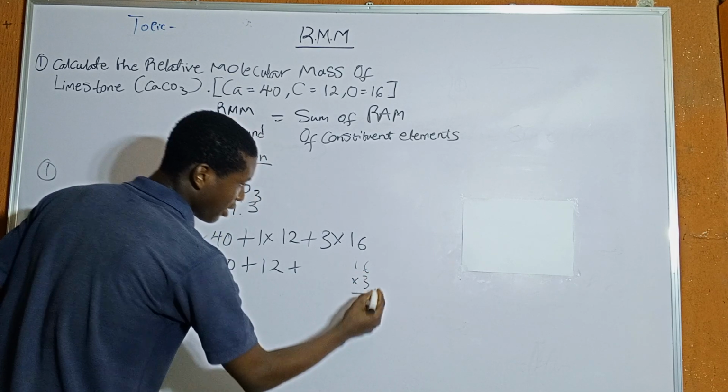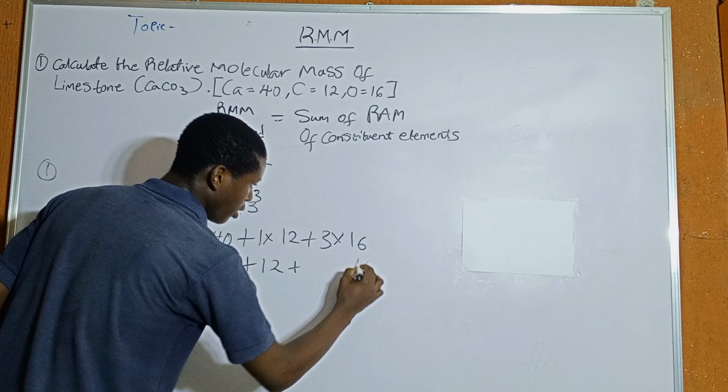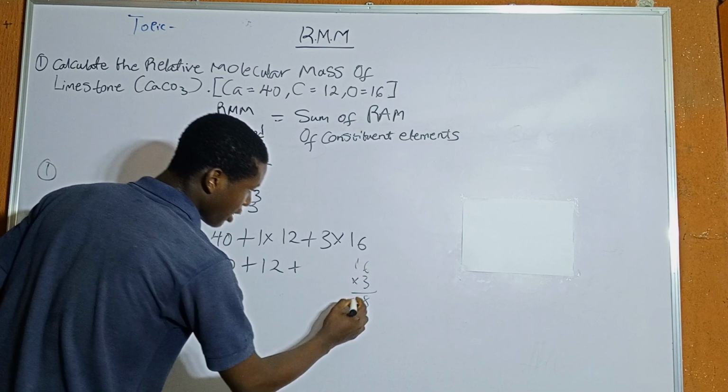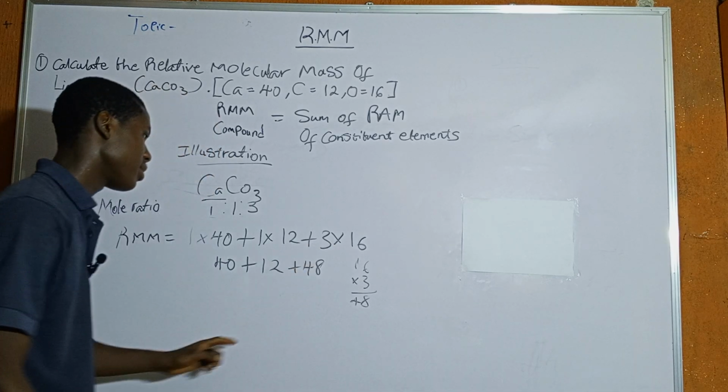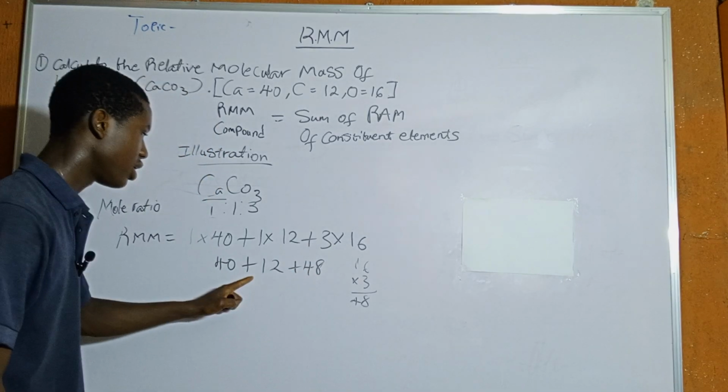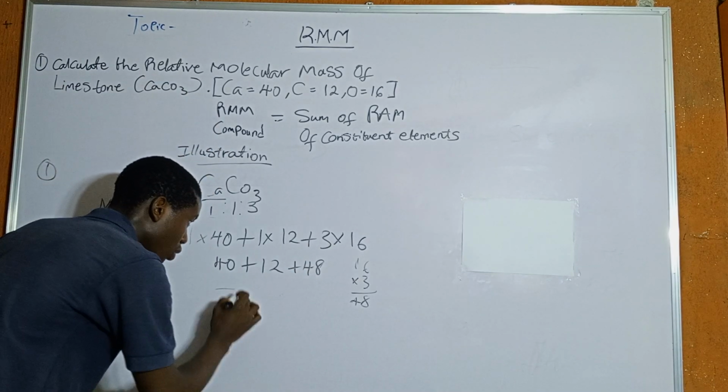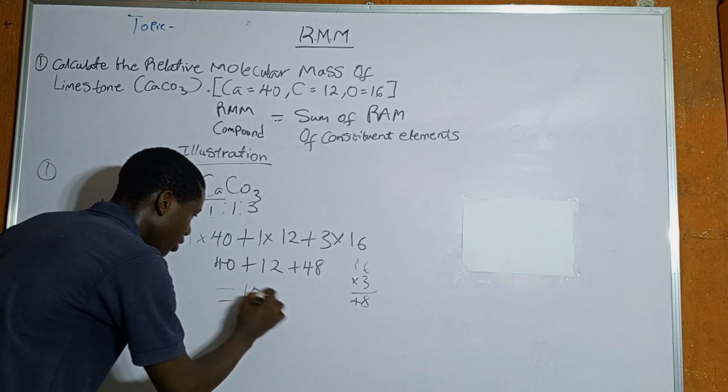3 multiplied by 6 gives us 18. Carry 1. 3 multiplied by 1, and we have 48. So this will give us plus 48. Now when we add this, we should be left with 100.